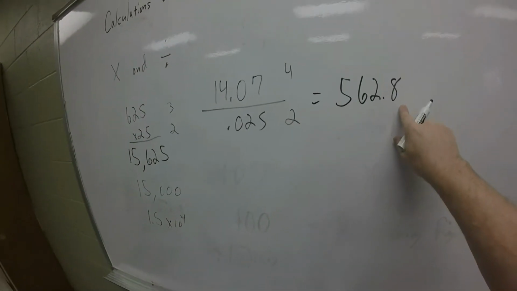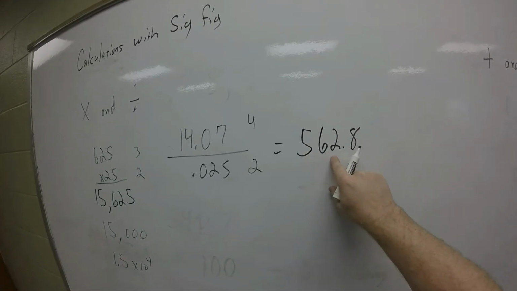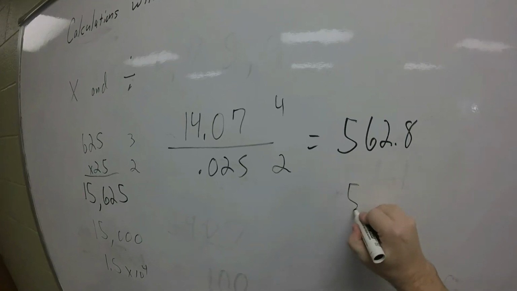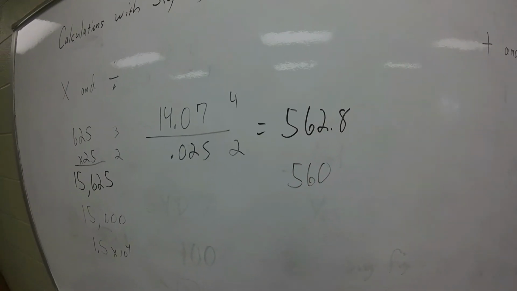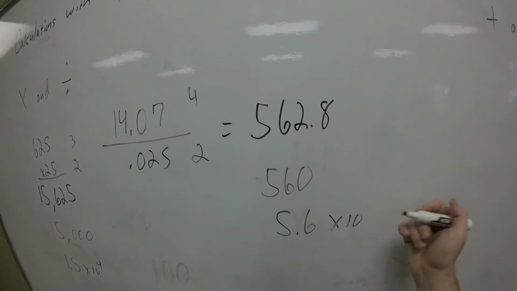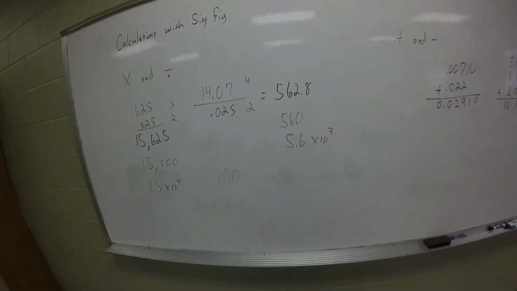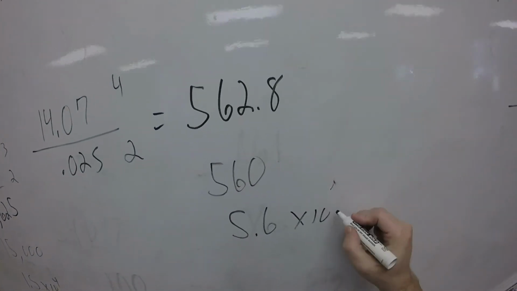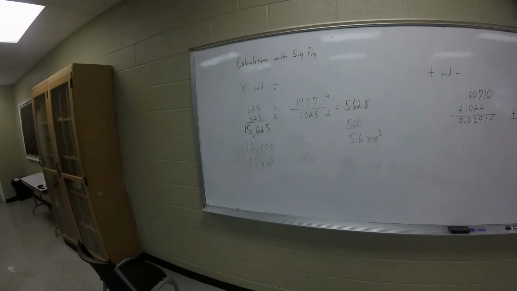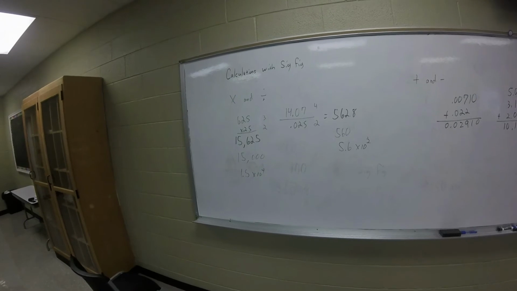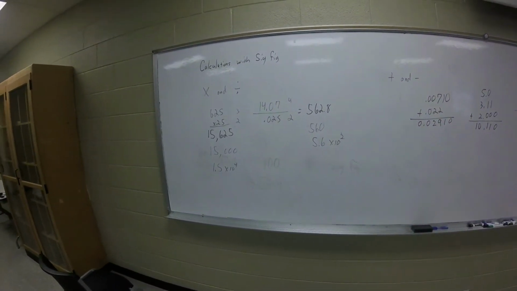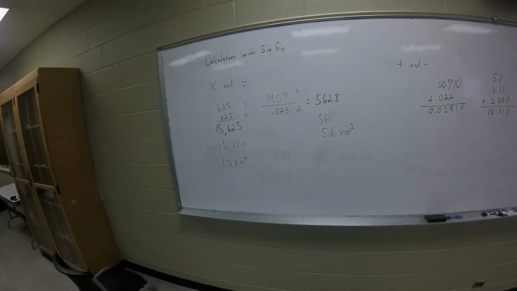So here's what your calculator would spit out: 562.8. We really need to report this to 2 Sig Figs, or 560. If we're talking scientific notation, 5.6 times 10 to the third. Excuse me, not third, 2. Don't make mistakes. Okay, so that is really multiplication and division. You're looking to see which of the numerator, denominator, or what you're multiplying has the fewest number of Sig Figs, and that's what you must report your answer to.